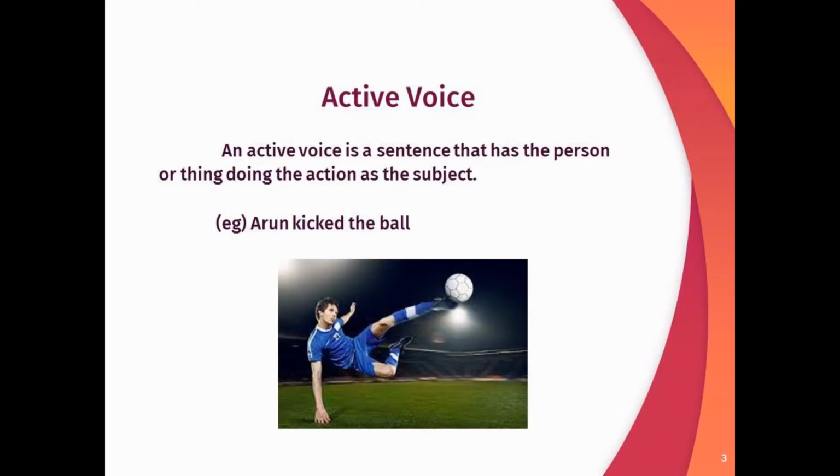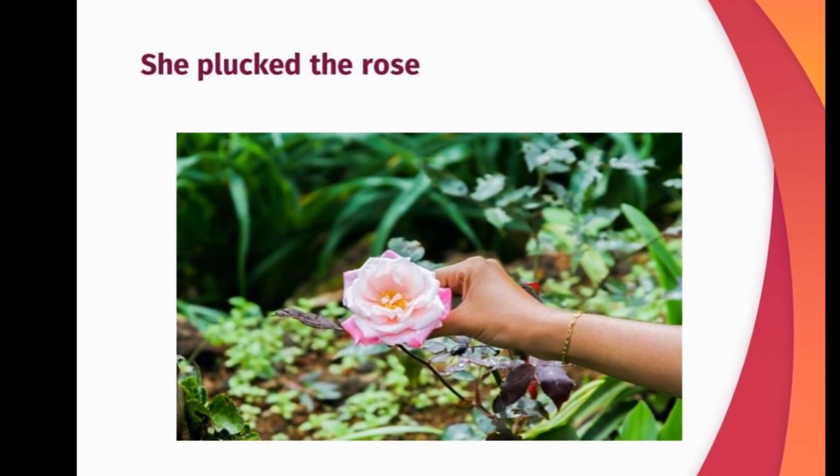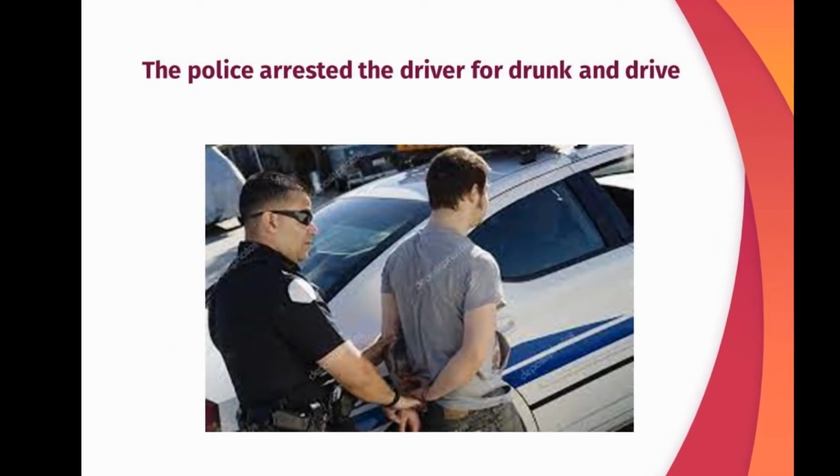Active voice. An active voice is a sentence structure that has a person or thing doing the action as the subject. Example: Arun kicked the ball. Sita plucked the rose. The police arrested the driver for drunk and drive.